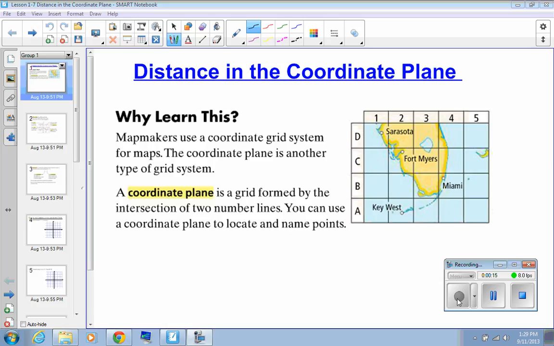Well, map makers use a coordinate grid system for math. The coordinate plane is another type of grid system. A coordinate plane is a grid formed by the intersection of two number lines. You can use a coordinate plane to locate and name points.